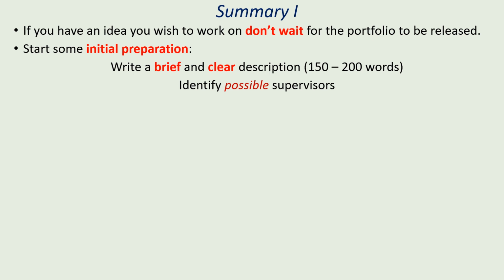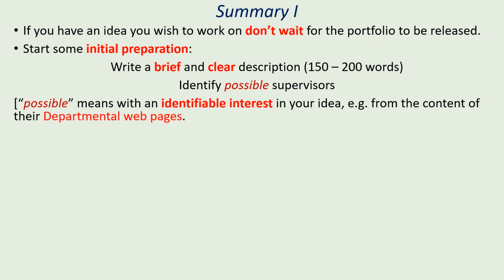Identify possible supervisors. What do I mean by possible? Possible means individuals who have an identifiable interest in your idea, for example, from information on their departmental web pages.